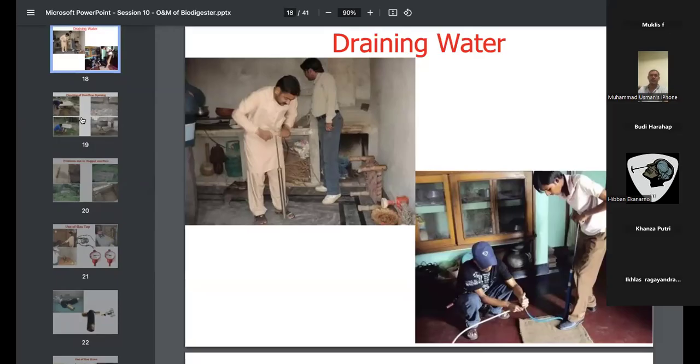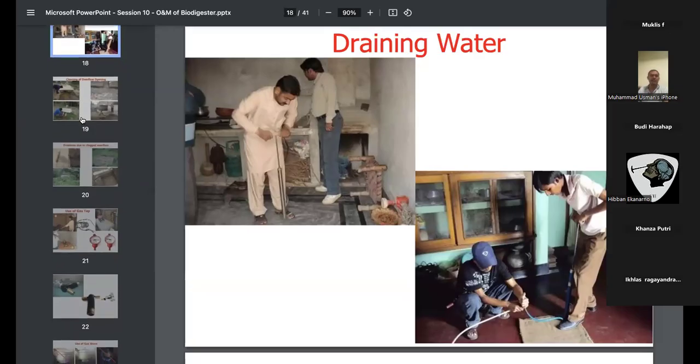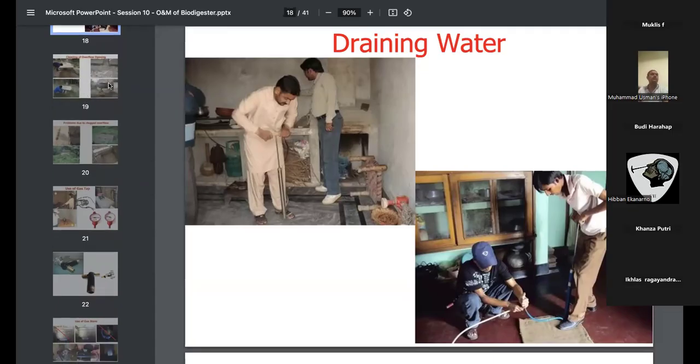This is one of the plants which we visited, and that farmer had an issue with the gas, and he had not installed the drain valve. Then what we did, we removed the pipe from the stove and we put pressure on the gas, and then the water was removed, and then the plant was working fine.